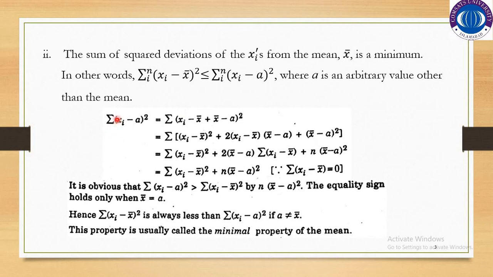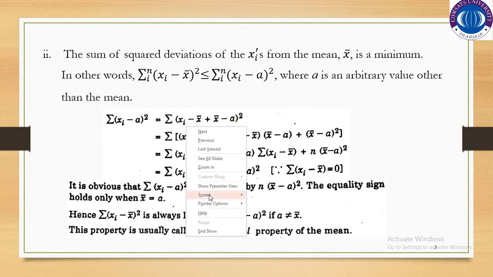We say that this is summation xi minus a whole square, which is equal to, we have added and subtracted the mean, that is, we are adding and subtracting the same term, so this is mathematically justifiable. Now this is x minus x bar plus x bar minus a, and this whole is squared.